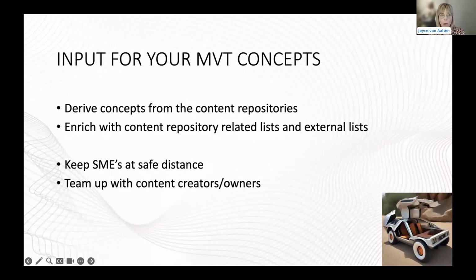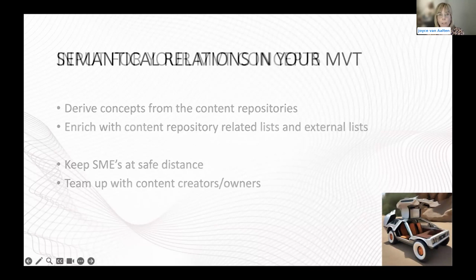I rather team up with content creators, owners, managers, or however they are called. They have great insight on what content goes into the content system, which is outdated, what will get out, and what you should focus on. Plus, these content owners are also needed for support, because often when you start working with a taxonomy, they might be the ones that do the tagging. So keep them involved in this phase. Okay, so that's the input of your MVT concepts.